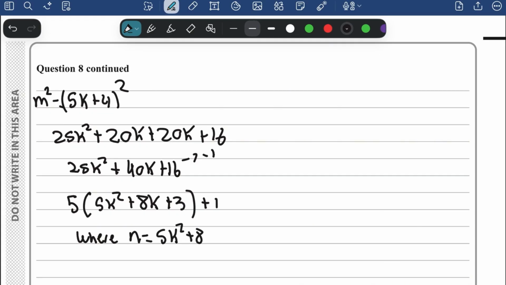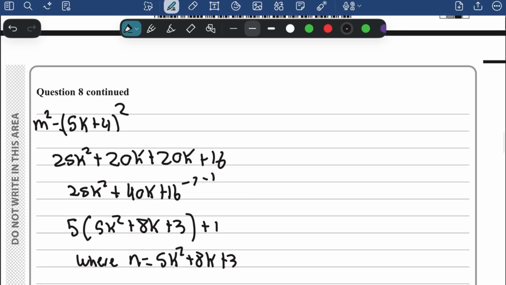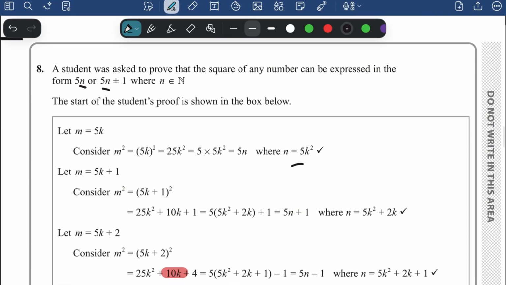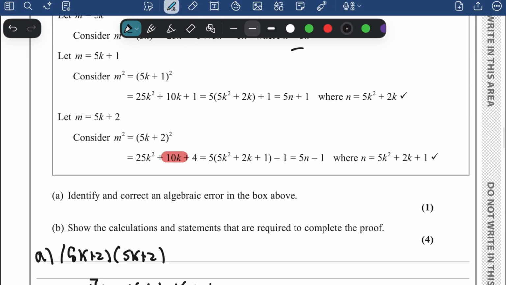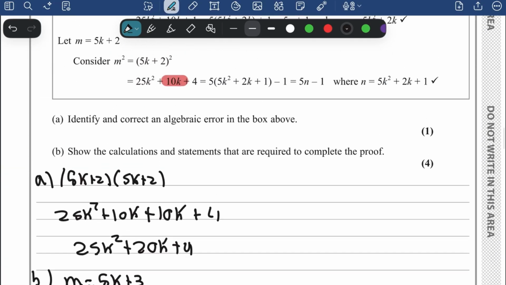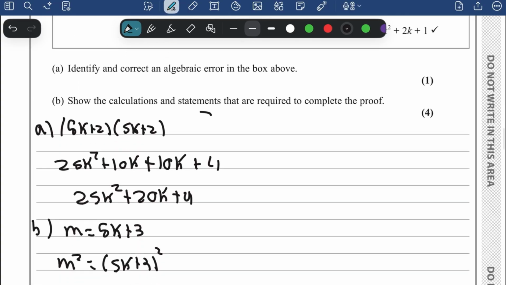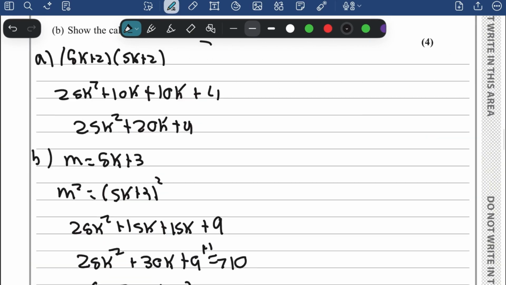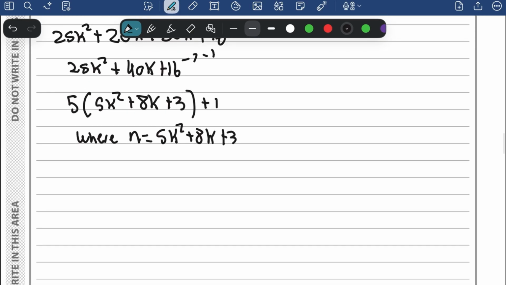And we've showed all possible outcomes now, right? We've shown that it's plus 1, it's minus 1, and that is just n, right? Nice. And then it also says the statements, right? So we would just say, therefore, the square of any number can be expressed in the form 5n or 5n plus 1.